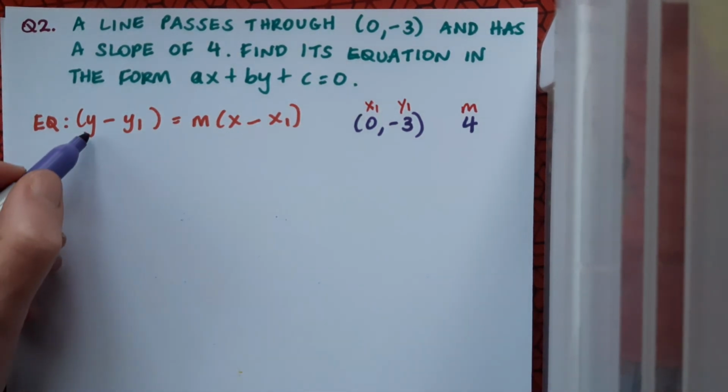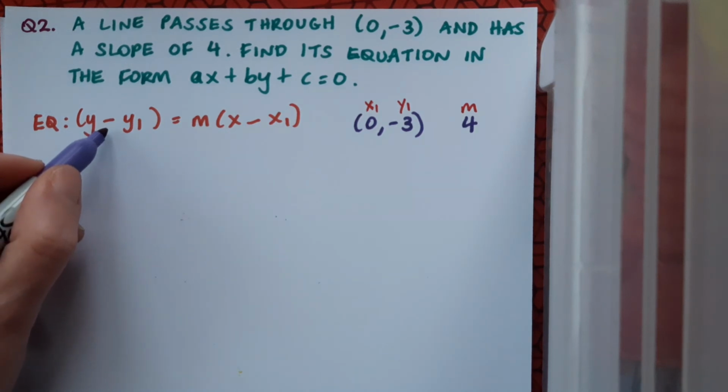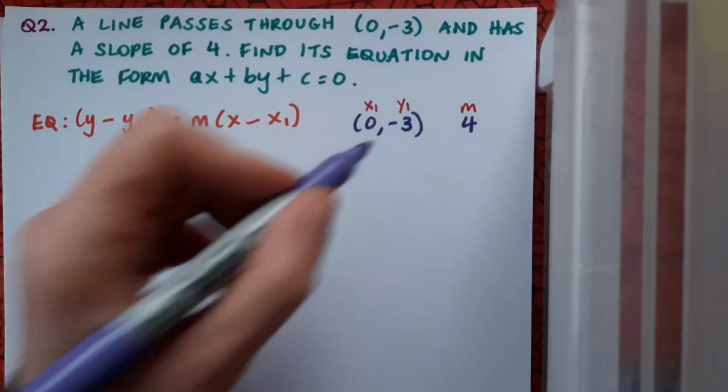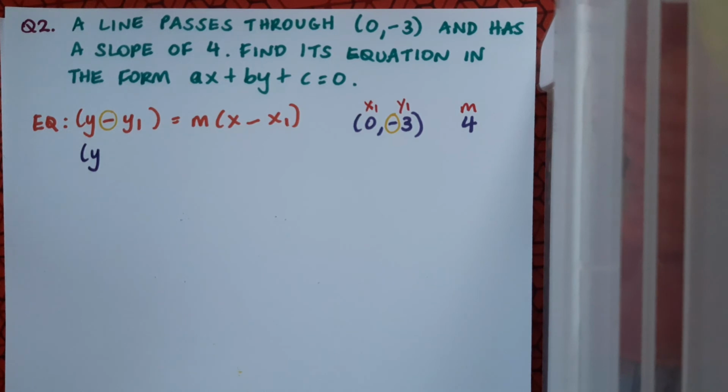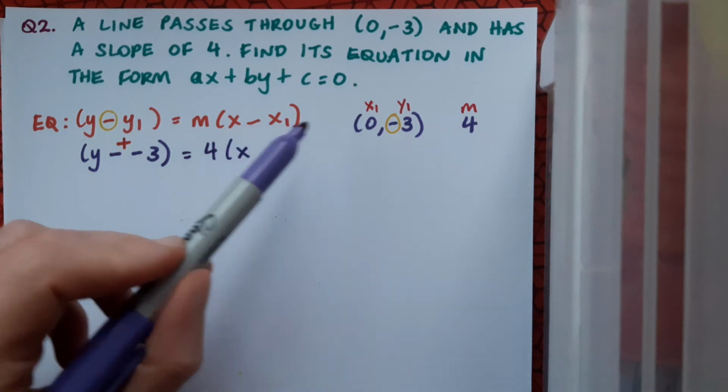So I've got y, now just watch out here. I've got a minus in the formula. I've got a minus in the y1. So I'm going to write y minus minus 3. And again, once you get more fluent with this, feel free to write the plus straight in, but do make sure that you've thought about it before you write it down. And that's going to be equal to our slope, which is 4, times x, and then minus x1, and x1 is 0.